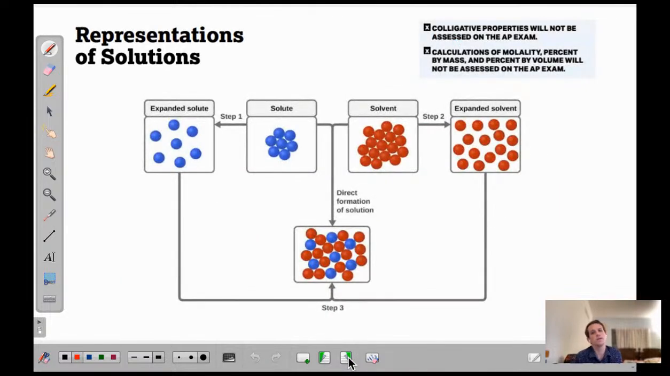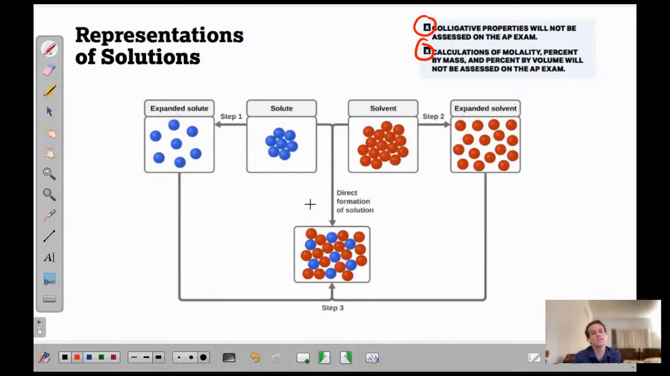The next section is the different ways that we can represent solutions. So we've got a couple of exclusion statements, and they say colligative properties will not be assessed on the AP exam. So that's basically how solutions affect melting point and boiling point. And the logic here is that that's apparently a basic chemistry concept you should have already learned before AP Chem. I don't know. Sometimes I read this College Board stuff and just scratch my head, but that's okay. And then we've got calculations of molality, percent by mass, and percent by volume will not be assessed on the AP exam. Okay. So all you need to know is molarity.